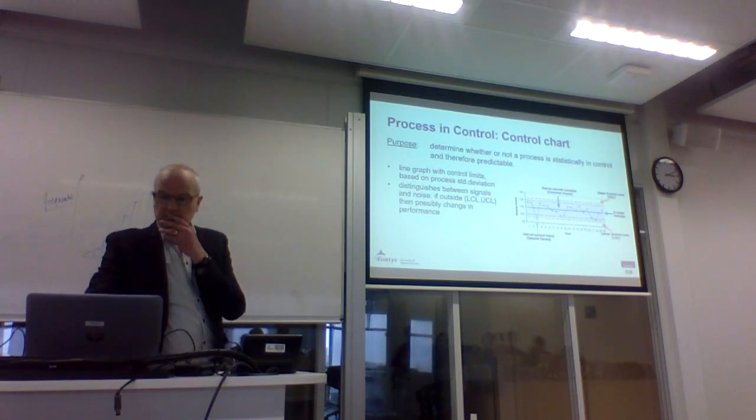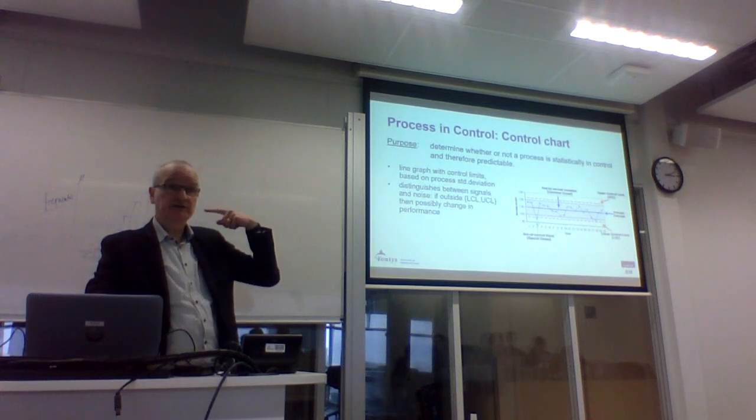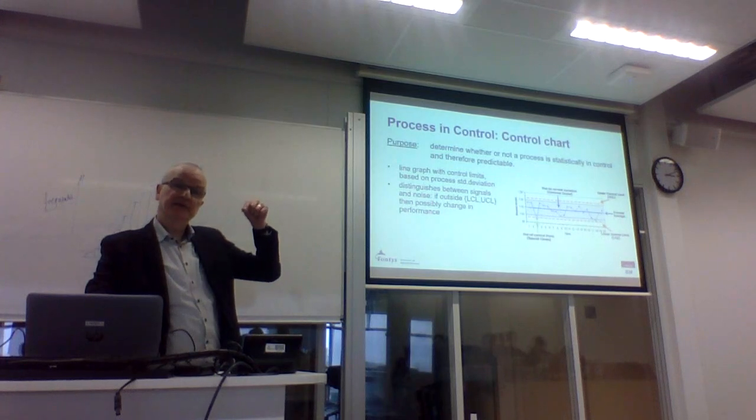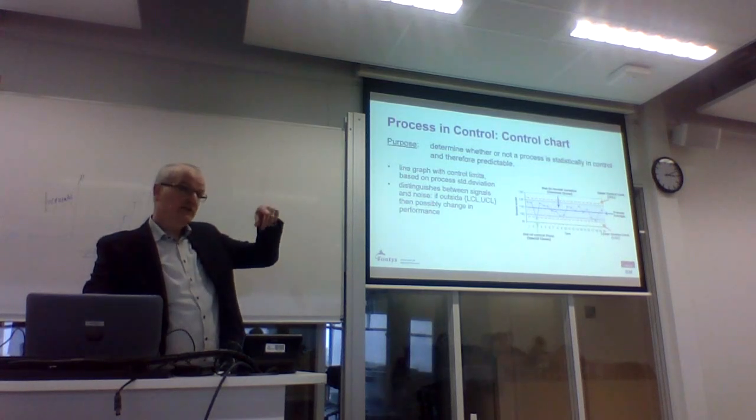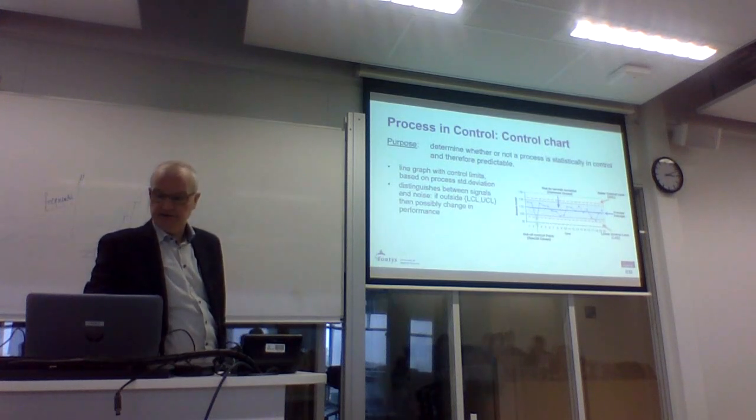Okay? How do you get a sigma? Observations. Look at the history. You measure the things in the past, and based on that, you can calculate the average distance. That's how you would do that. Okay. All right.